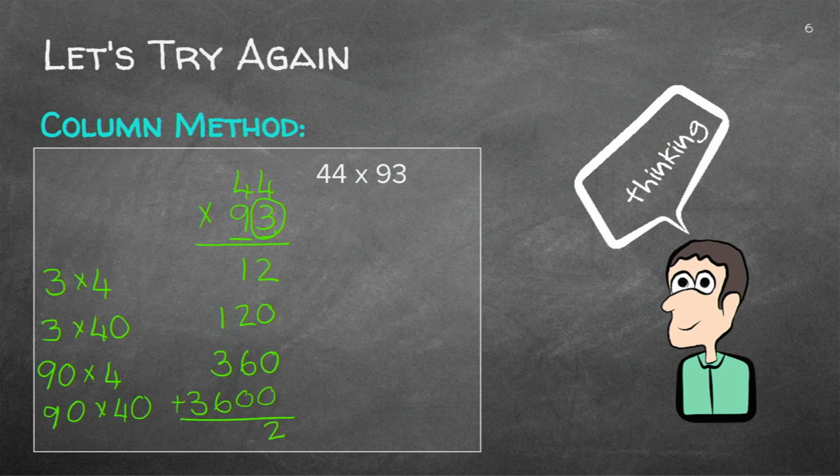2, 6, 7, 8, 9. Remember to take the number over. If you've got too many of the hundreds or the thousands, you take it to the next value. So 3 plus 1 will be equal to 4. And that is the column method.